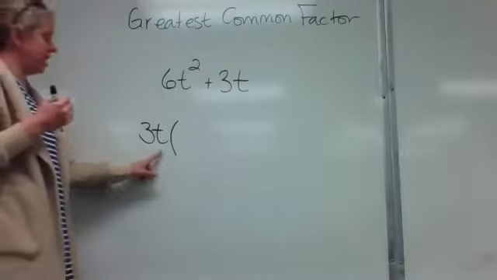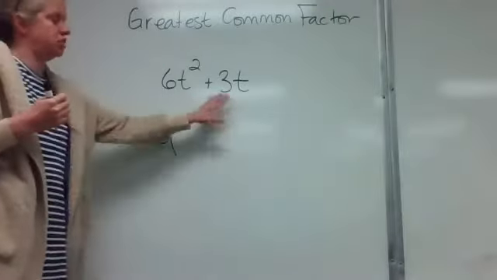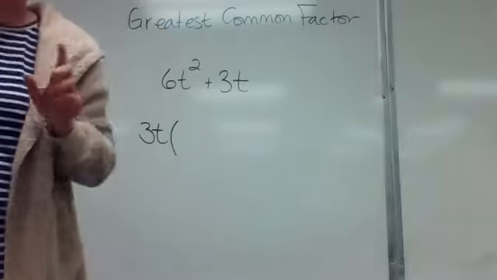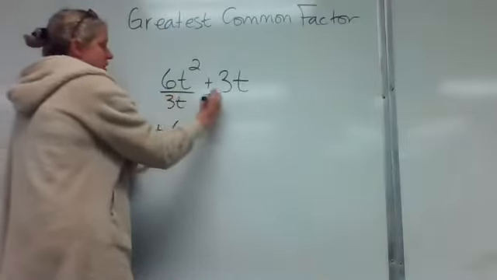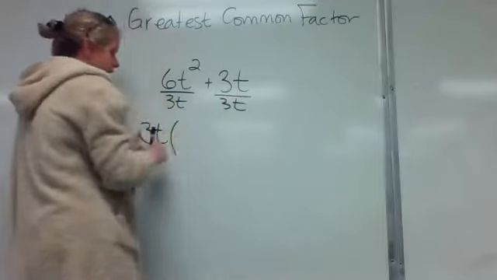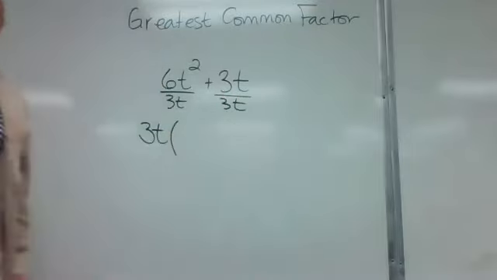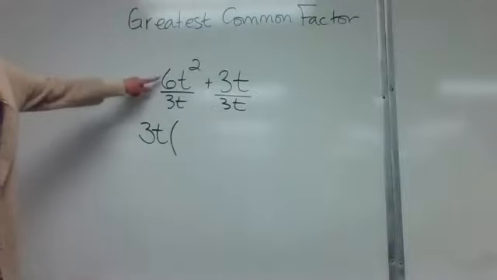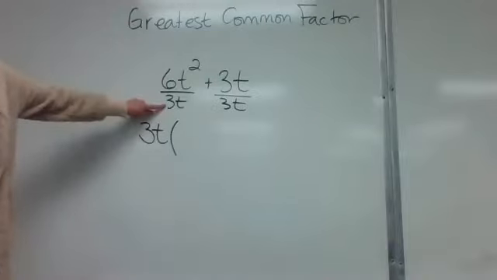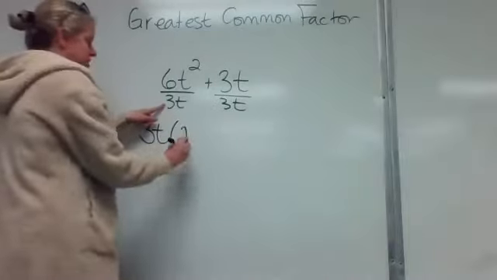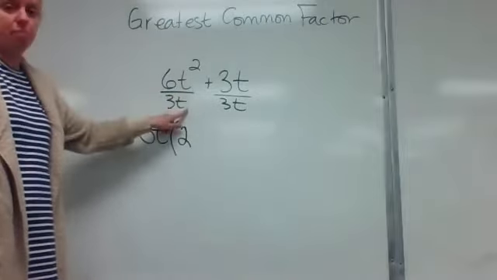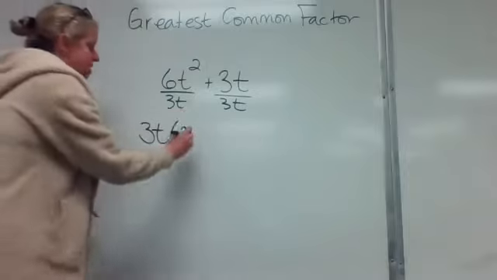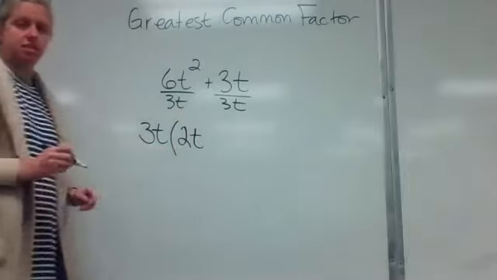How do I find out what's left? And I always like to write it just because I can visually see it, especially on something like this. So if I'm dividing by what I pulled out, whatever you pulled out here is what you divide by. So let's see, 6 divided by 3 gives me 2. I had t squared, but I pulled out a t, which means I just have a t left.